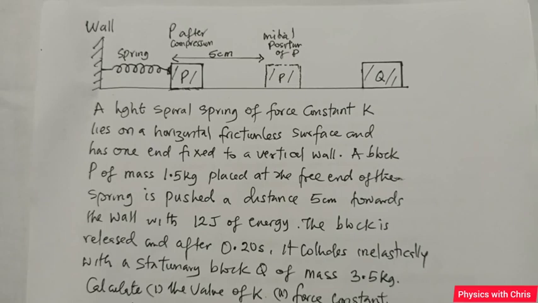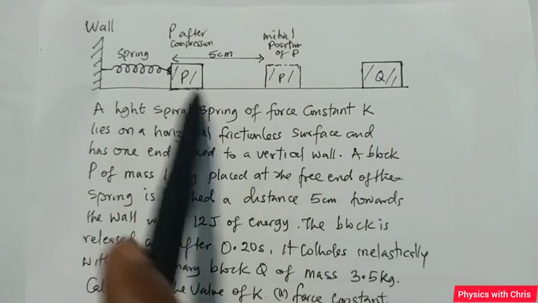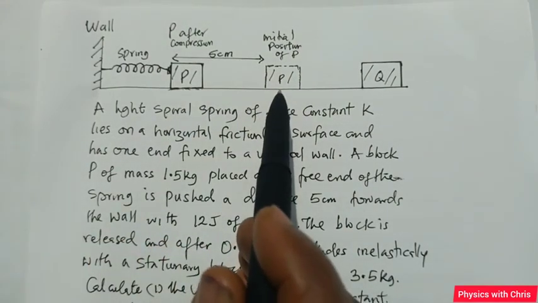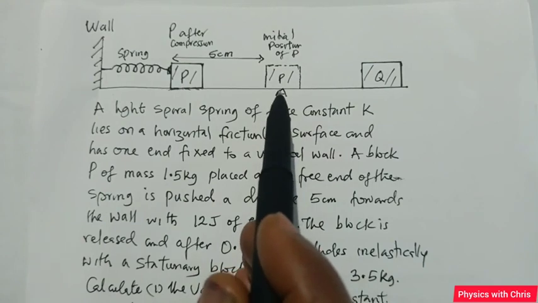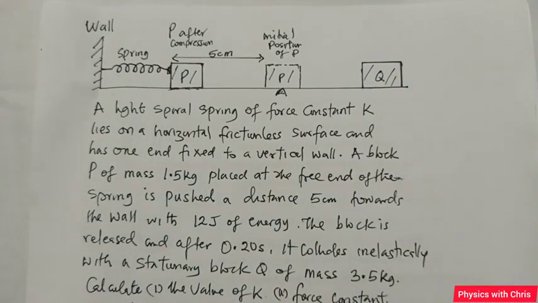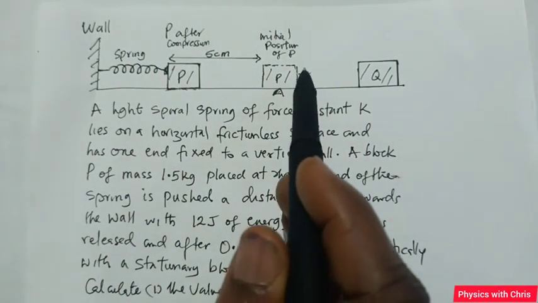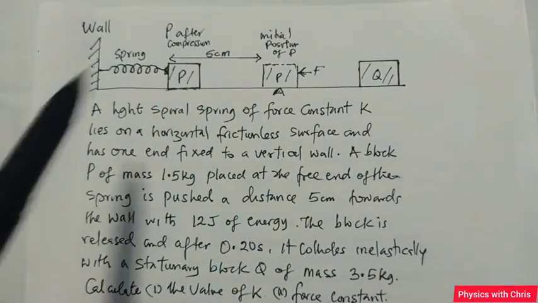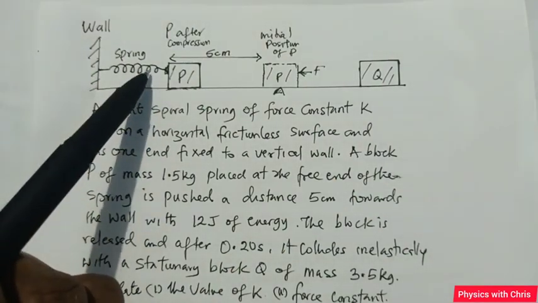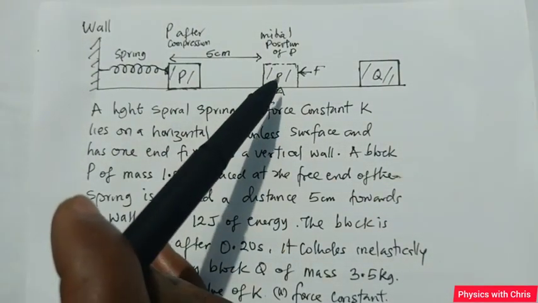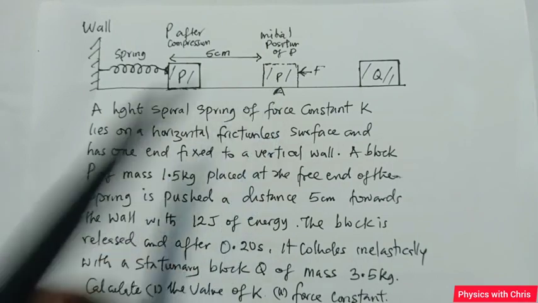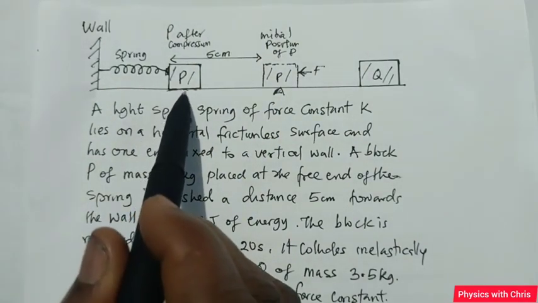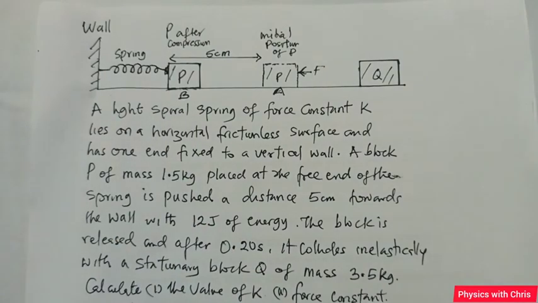And at first, the position of block P was here. Let me call this point A. Point A was the original position of block P, and by way of applying some force, the force now compresses the spring such that block P moves from where it was initially at point A to this new point B. I hope you are getting that.